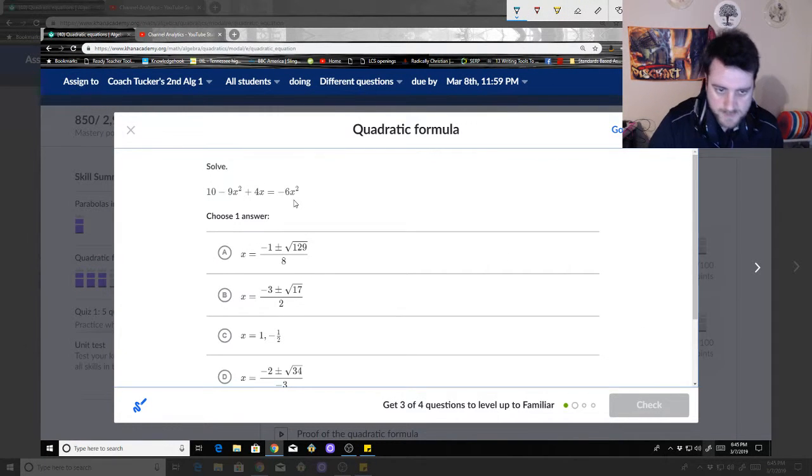So again, in order to apply the formula, you've got to make sure that one side, the right side, is 0. So let's add 6x squared to the other side. So now, when we add the 6x squared terms together, we get 0 equals, and I'm going to rewrite this in standard form. So negative 9x squared plus 6x squared is negative 3x squared plus 4x plus 10.